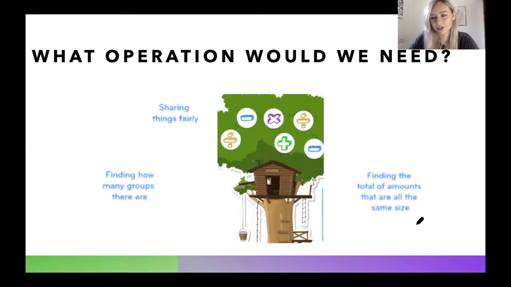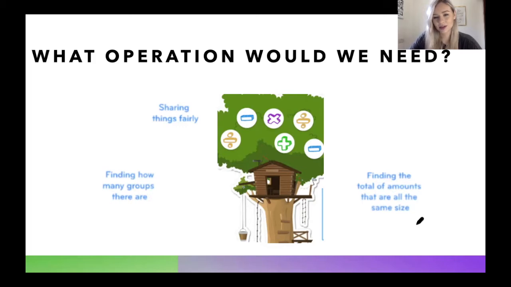You're going to pause the video. You can either discuss with someone who's with you, or if you're at school, you can discuss with the person that's near you and decide which operation matches these sentences. Pause the video here to have a go. Well done for having a go at these operation sentences.